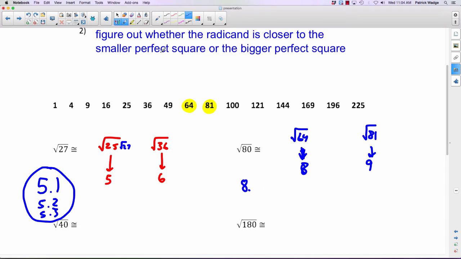Now, is our radicand, the 80, closer to 81 or 64? Whoa, 80 is really close to 81, right? It's almost this high. So our answer must almost be equal to 9. So don't put 8.1 or 8.2. That's not close to 9. I would only accept in this one 8.8 or 8.9. Even 8.7 just seems too small to me. And in fact, the answer is 8.94. So definitely 8.9, but I would accept either of these two answers.